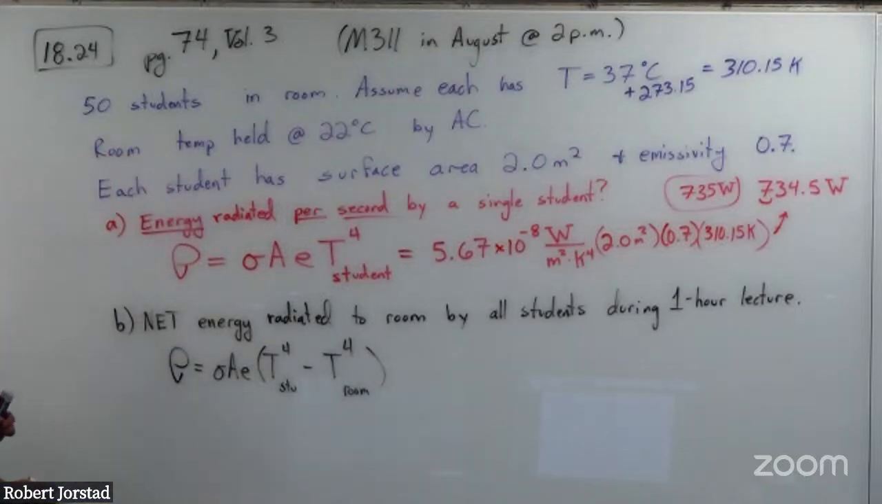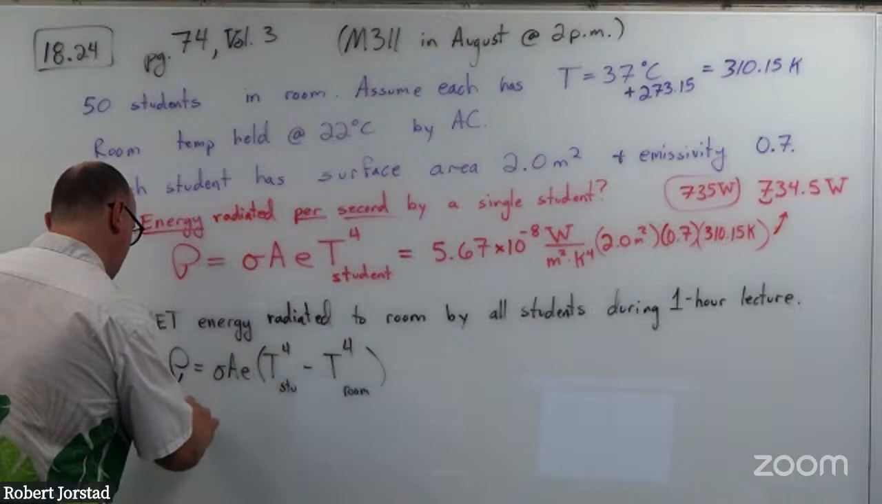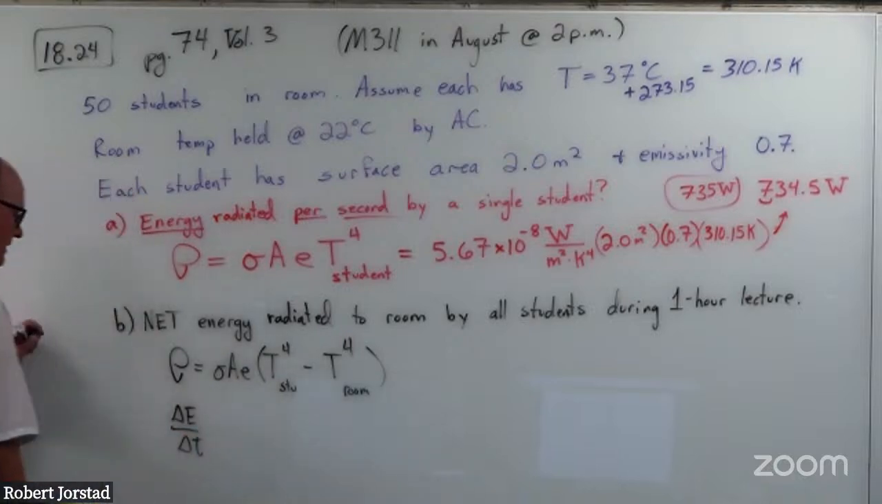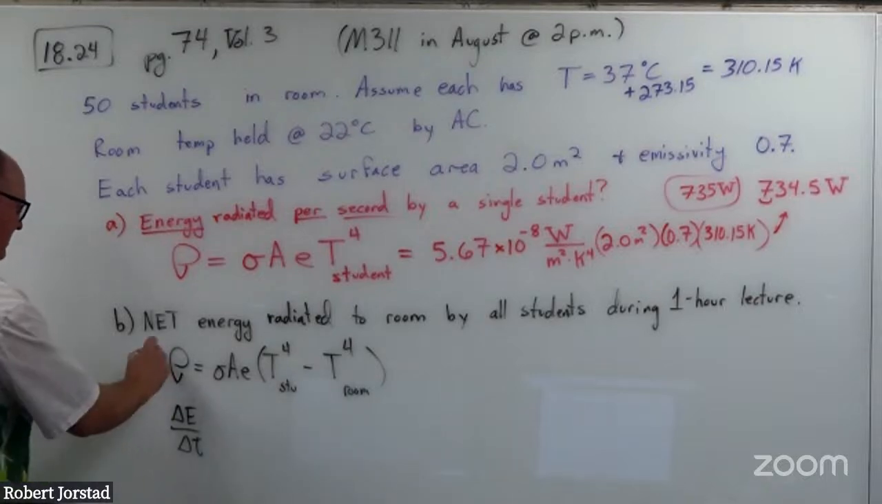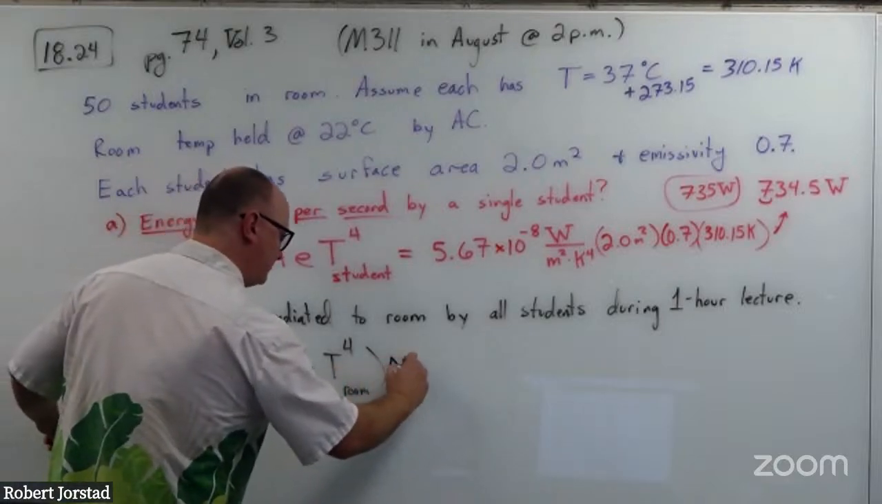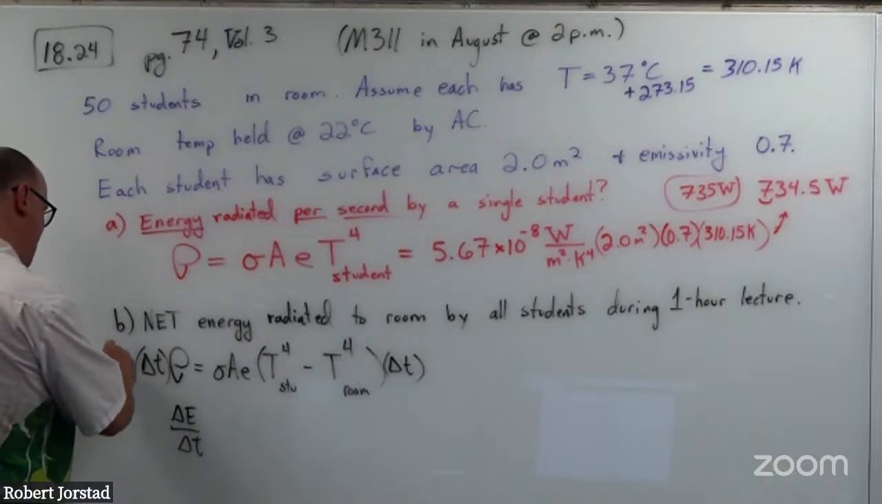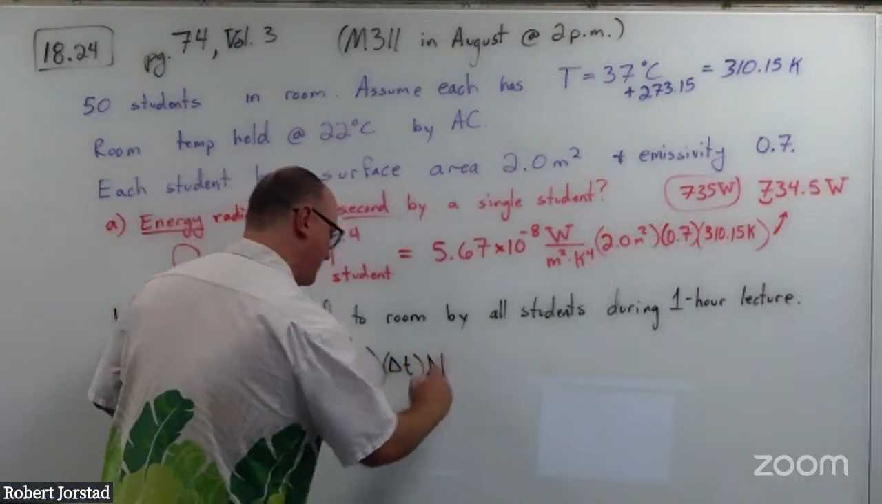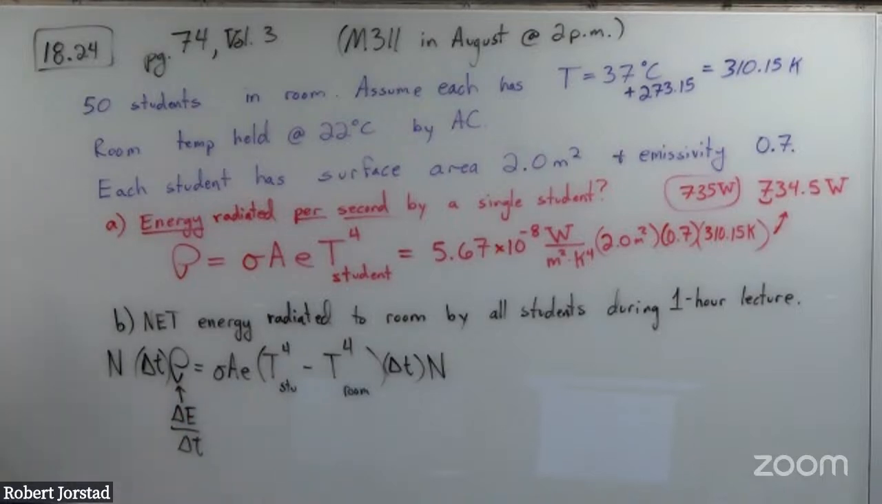If we want the net energy radiated to the room, I'm going to start by getting the power. And remember, this is change in energy over change in time. So if I multiply this by the change in time on both sides, that will get me the net energy radiated to the room by a single student. And then if I multiply by n on each side, that should get me the net energy radiated to the room by all students in 1 hour.